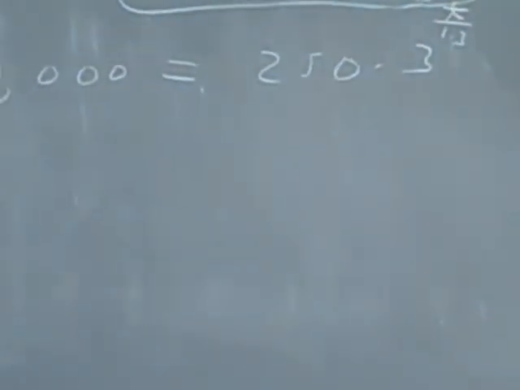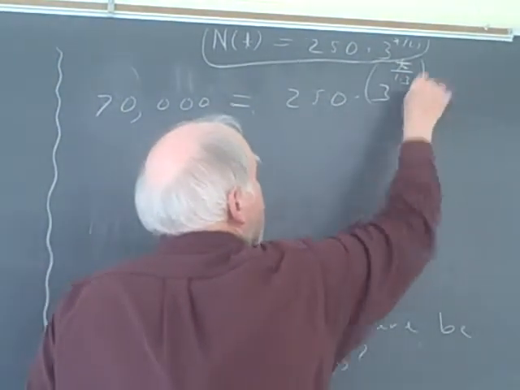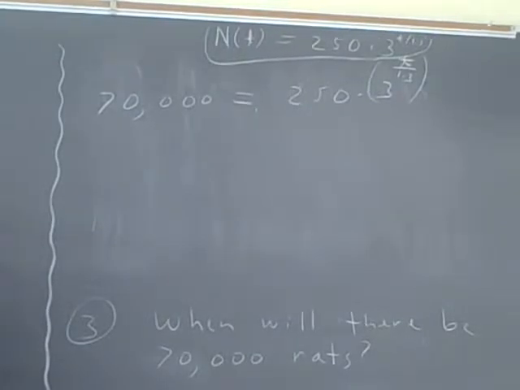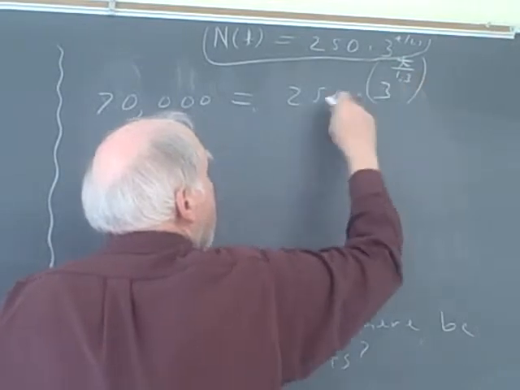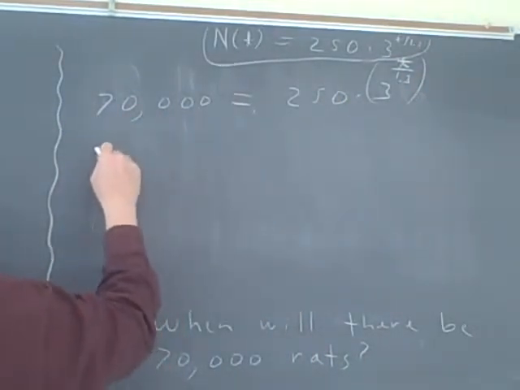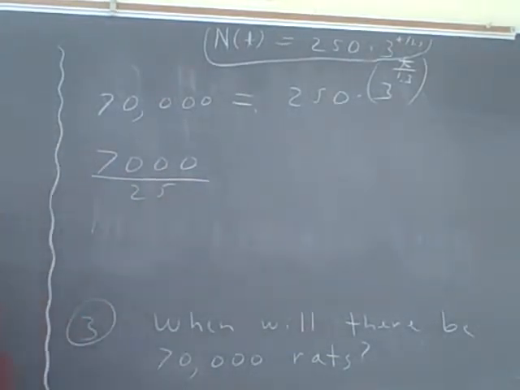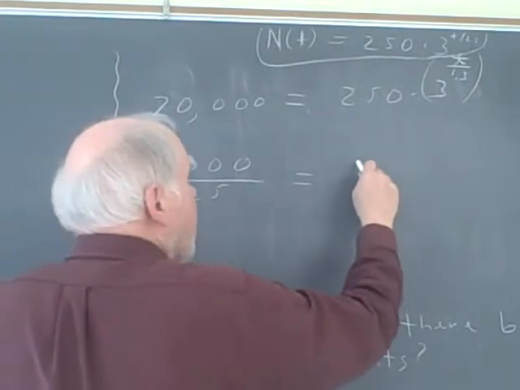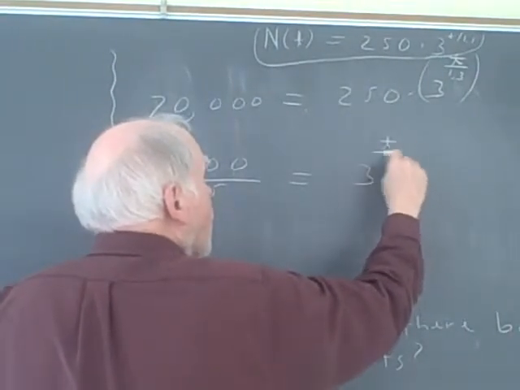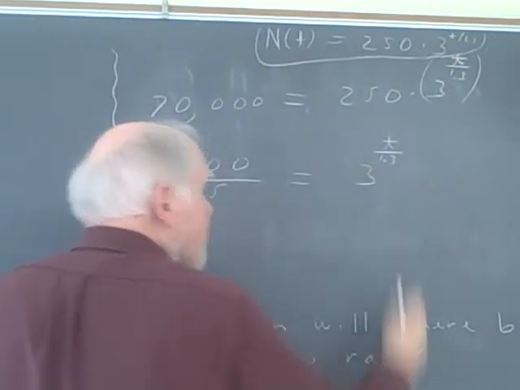The way you solve for t in these exponential equations is you first isolate the exponential component, that 3 to the t over 1.3. So I divide both sides by 250. If I do that, I'm going to get 70,000 over 250. I'll cancel my zeros out, and this eventually reduces to 280 if you divide 25 into there. And over here I'll have 3 to the t over 1.3. And notice my exponential term here is isolated.